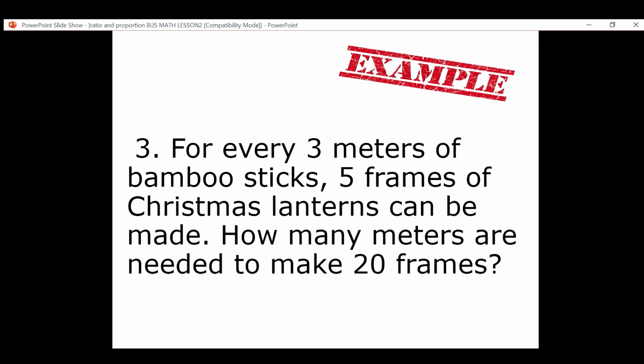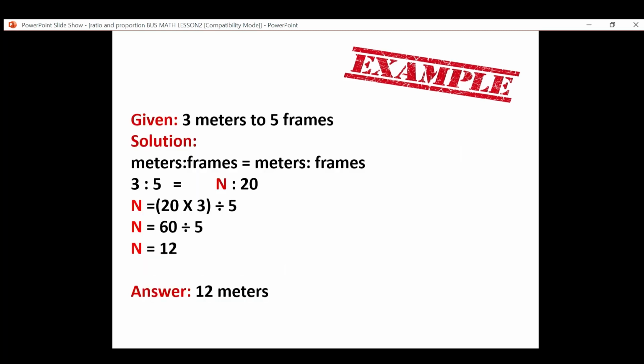Okay, another example. For every 3 meters of bamboo sticks, 5 frames of Christmas lanterns can be made. How many meters are needed to make 20 frames? So the solution is 3 meters to 5 frames. So the given ratio is 3:5. And how many meters of sticks are needed for 20 frames? So getting the product of the means, 5 times n, so 5n equals 3 times 20. So our equation is 5n equals 60. So divide both sides by 5, or 20 times 3 divided by 5. So the answer is 12. So there are 12 meters of sticks.